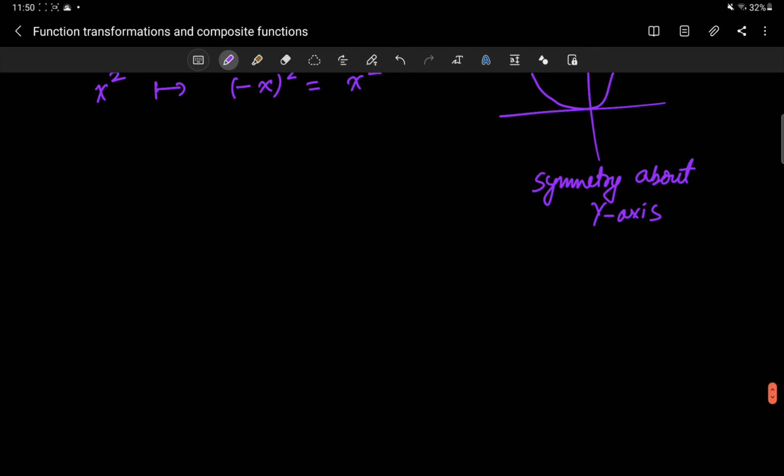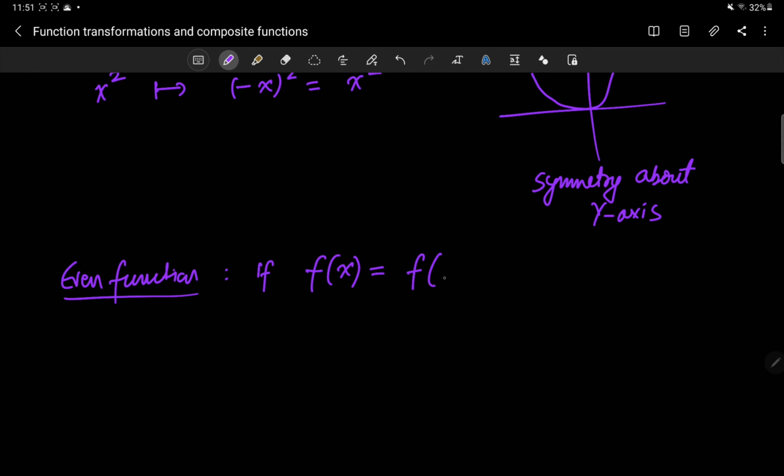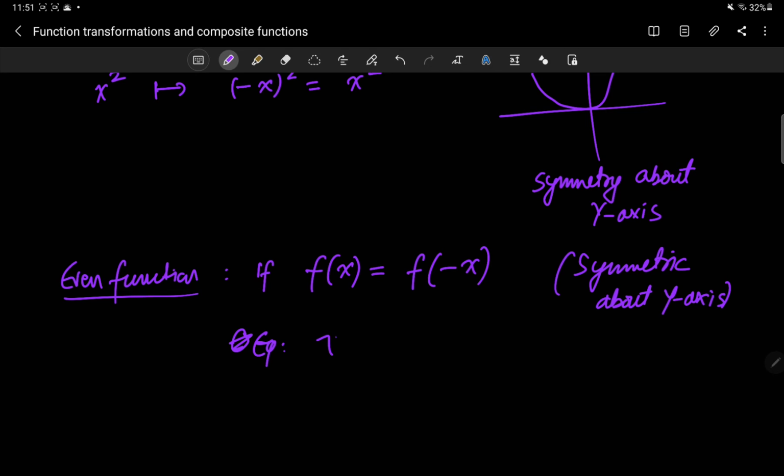So we give special names to these functions. We call some functions even functions if f of x equals f of negative x, okay, which means they are symmetric about the y-axis. For example, x squared, right? x squared is even.